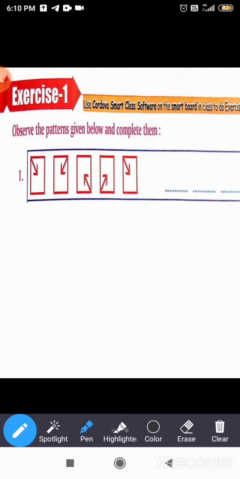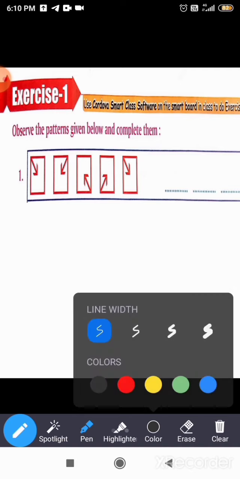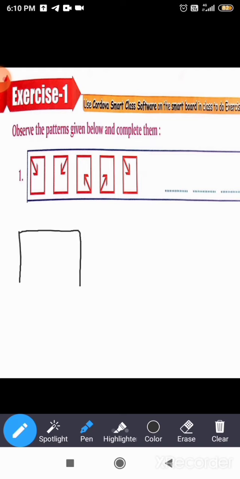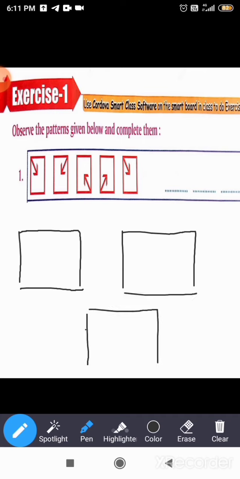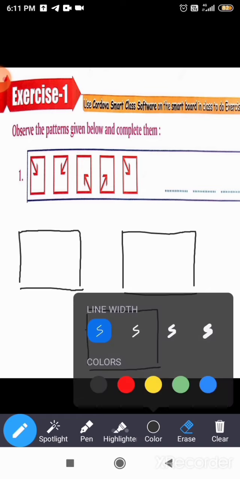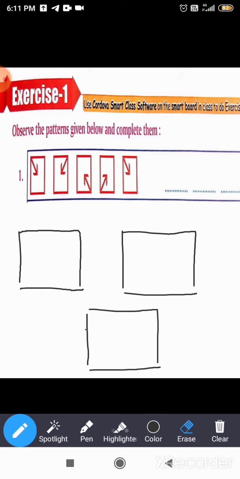So we have to find out next three figures. So let's make three squares. Suppose if I'm putting numbering to the corners of square, first, second, third, and this is the fourth corner. See, this is the first corner. I'm showing the last square, second corner, third one, and this is the fourth corner.